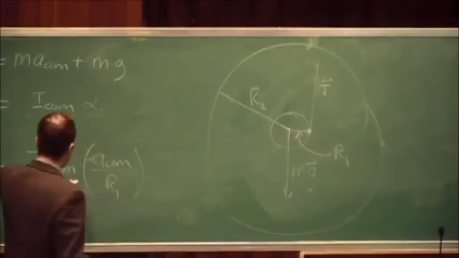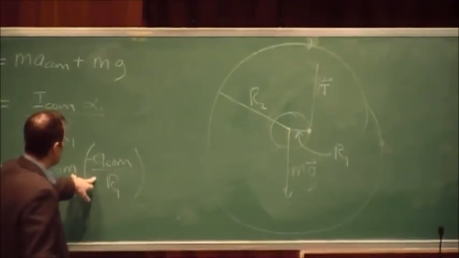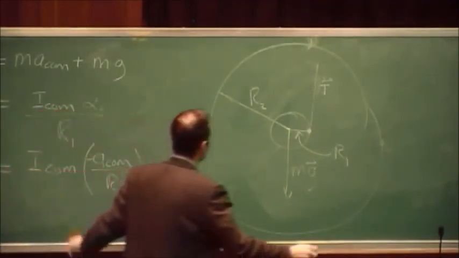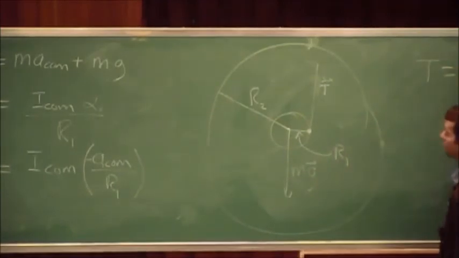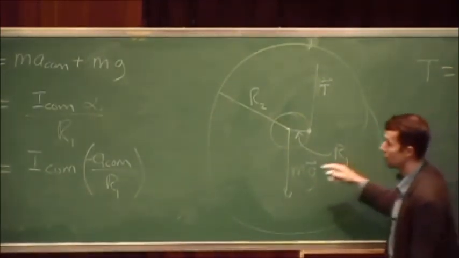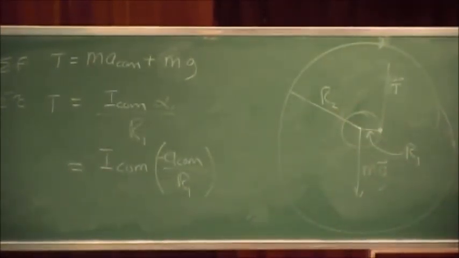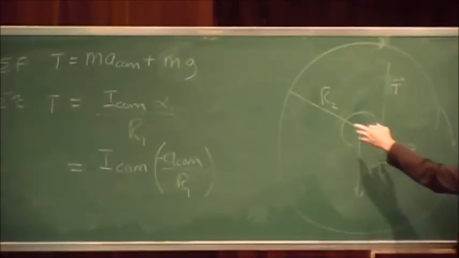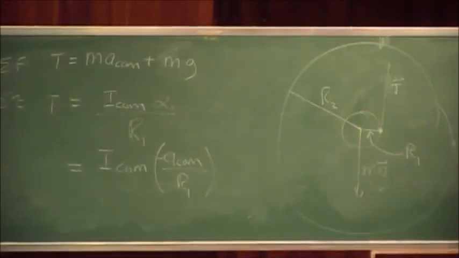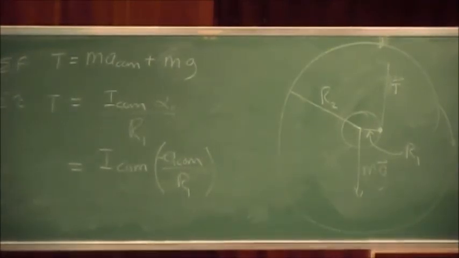So if I do these equations out, I can see that the T is therefore equal to minus, and then I'm going to do the M, and we're going to use this R2 squared, M R2 squared all over 2, multiplied by minus A center of mass all over R1.